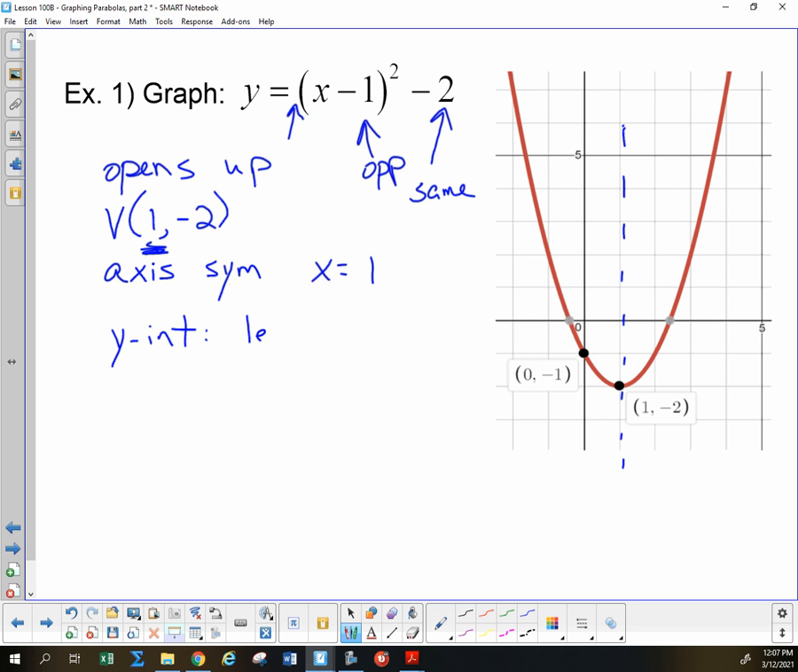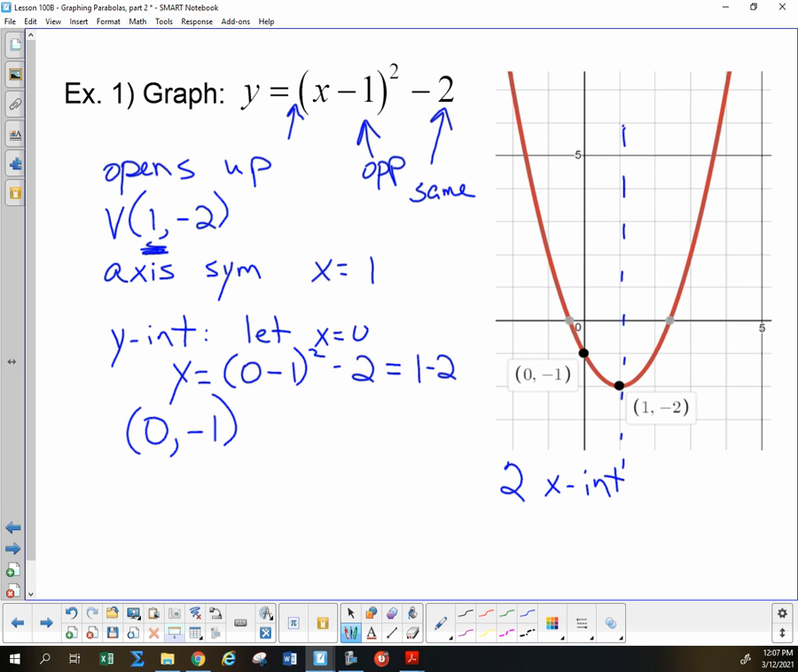We let x be equal to 0, because remember, when something crosses the y-axis, we go left and right 0, so we know the first coordinate is 0. We plug that in, and y has to be 0 minus 1 squared minus 2. Negative 1 squared is 1. Minus 2 gives us the negative 1 that we see there. So our y-intercept is 0, negative 1.